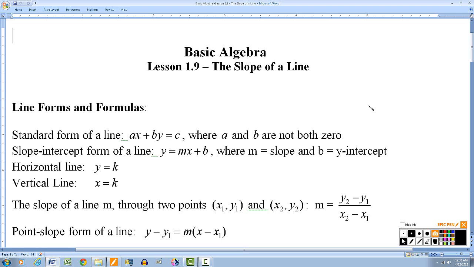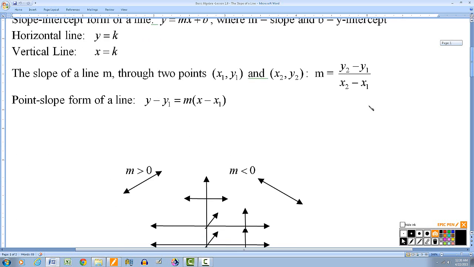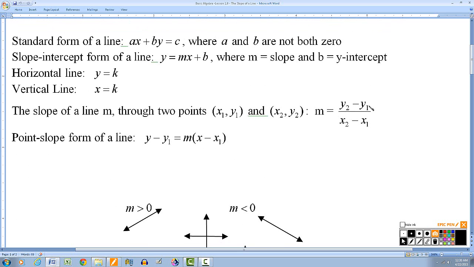Now if I know 2 points on the line, x1, y1 and x2, y2, then I can get the slope by taking the difference in the y's on top, the difference in the x's, so y2 minus y1 over x2 minus x1. That gives me the slope. So those are the main ones I'm going to be using in this video. And in the next video, I'm going to elaborate on some of these formulas.